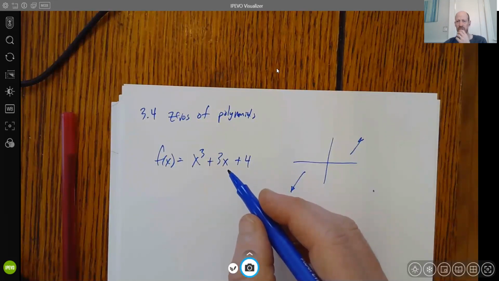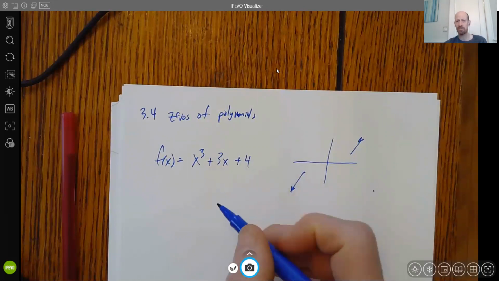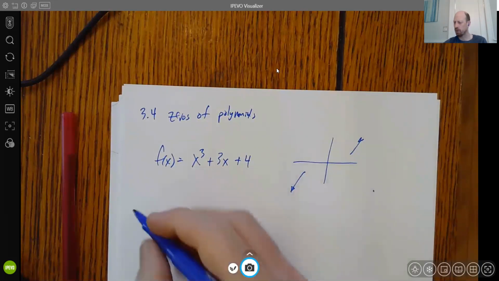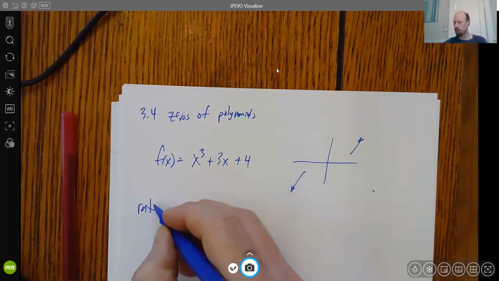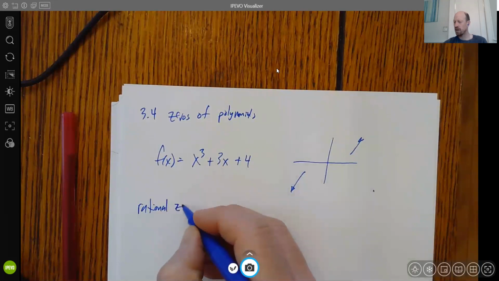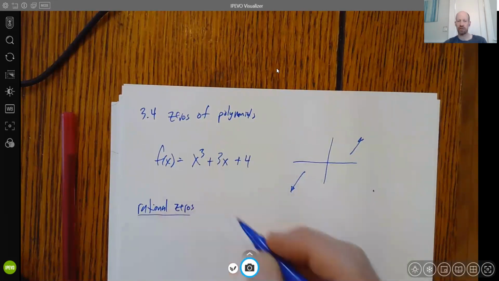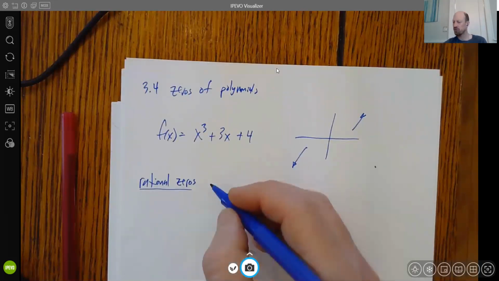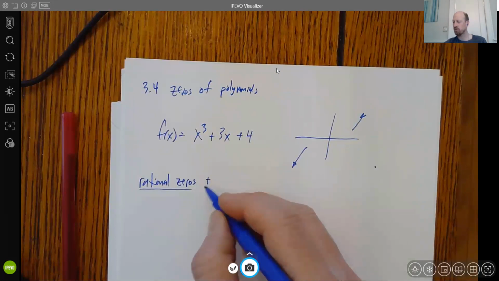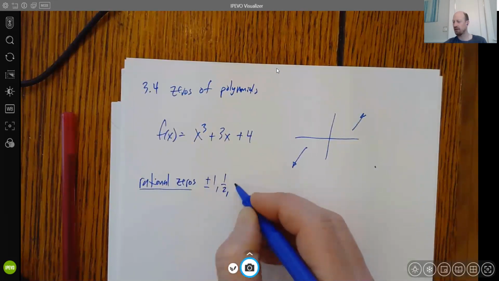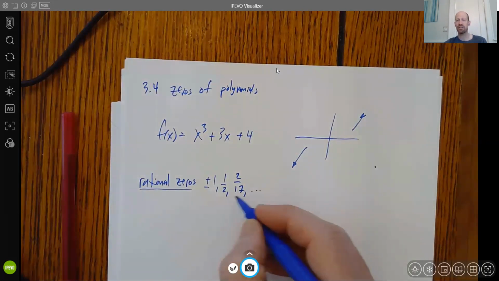There's kind of three possible types of zeros that we could end up with. We could end up with what are called rational zeros. Remember, rational numbers are plus or minus like 1 or 1/2 or 2/17, etc. So rational zeros are fractions. That's one type of zero. It might be a fraction.